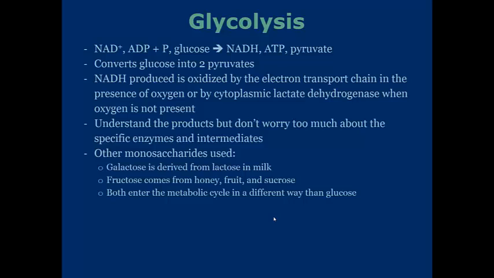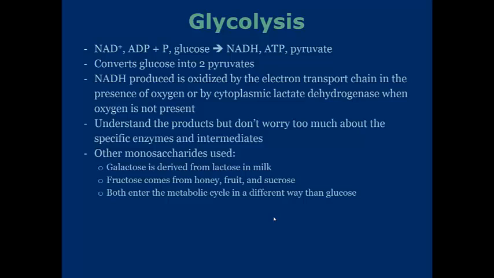The first part of carbohydrate metabolism is known as glycolysis. This does not require oxygen, and the products are NADH, ATP, and pyruvate. It simply converts one glucose into two pyruvate molecules. NADH is also produced and is oxidized by the electron transport chain in the presence of oxygen, or by cytoplasmic lactate dehydrogenase when oxygen is not present.